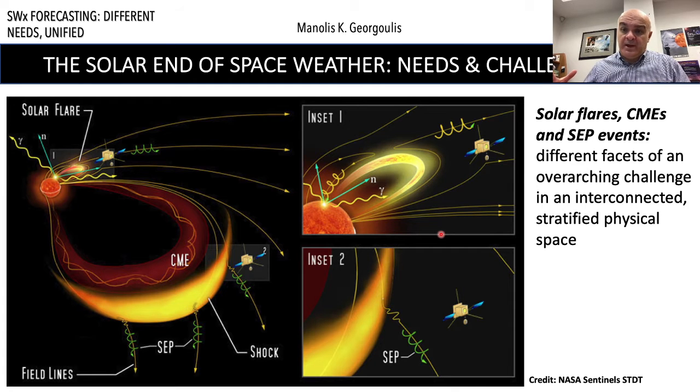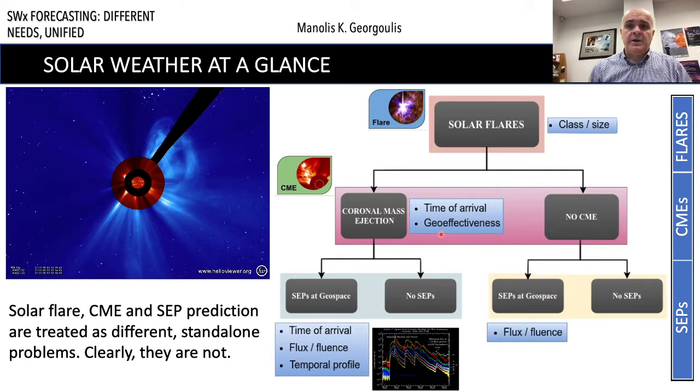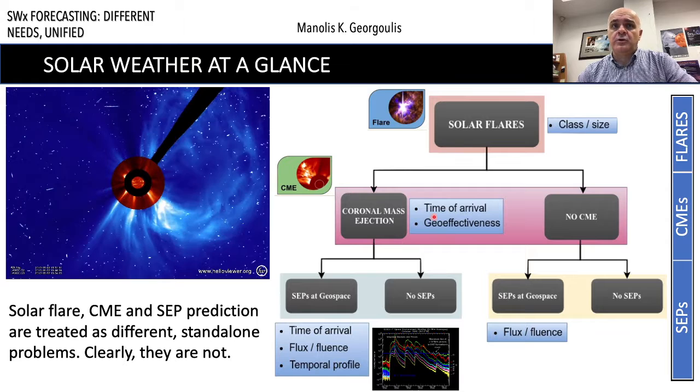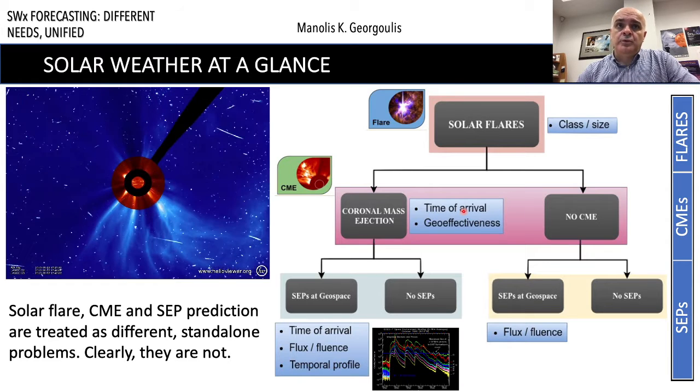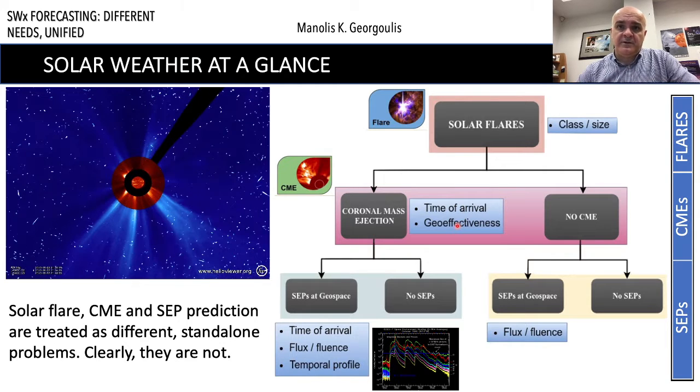They correspond to a possibly stratified physical space, but there are certain interconnections between the different layers of this physical space, so it is in our best interests to have these problems treated jointly. So in this respect, if we were interested in a joint treatment of these problems, what we would care about solar flares, for example, we would care about the class, the size of the flares before they actually occur. We would be caring about their association with coronal mass ejections, in which case we would be interested in the time of arrival of CMEs and the geo-effectiveness of these CMEs.